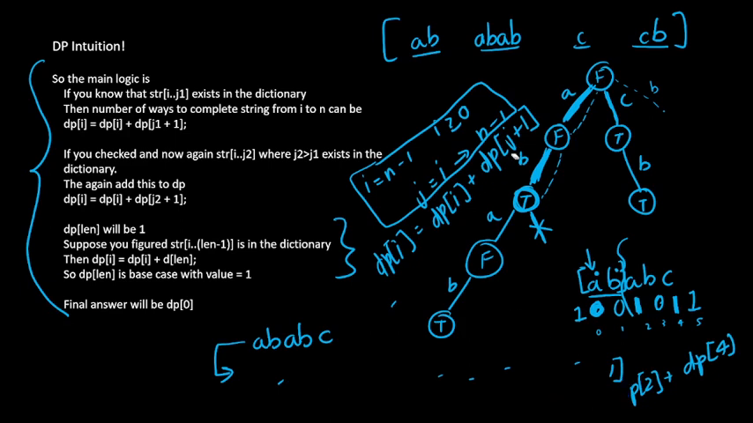It is always this logic: whenever you find a J and that is a word, and that is how you confirm that it is a word, the is-end flag should be true. Then this gets updated to 1 because AB was a word. AB was a word, you have added it to the answer.